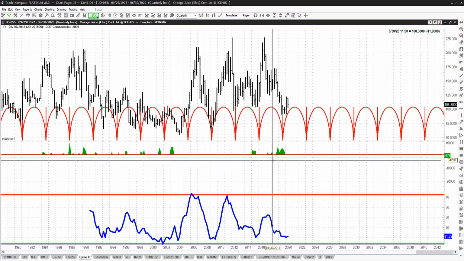So if you like this kind of market, and unfortunately I don't because the trading activity is very low, you can get some bad fills, but this is predicting a big move up. So why would commercials be buying orange juice?